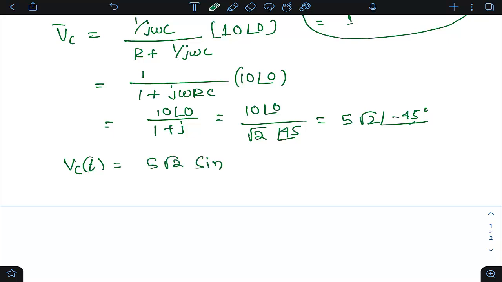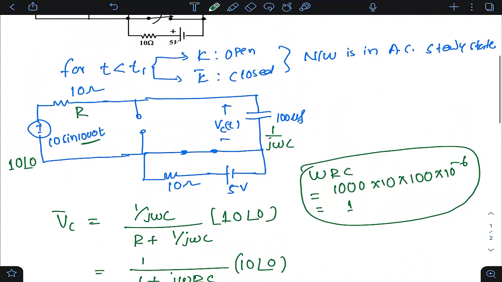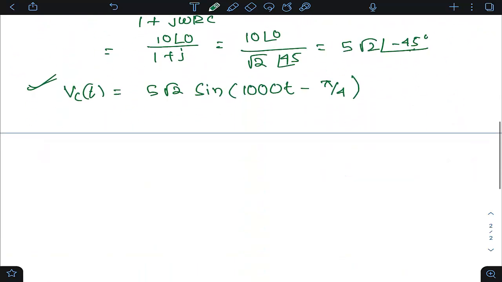Reference was sine, so sine. Frequency will never change, frequency is 1000, t minus 45 degrees you can write, or minus pi by 4 in terms of radians. So this is my VC(t) expression. This is valid for what? This is valid for t less than t1. Okay, we'll be making two analyses, one for before switching and one for after switching. So now let us see what is going to happen after switching.